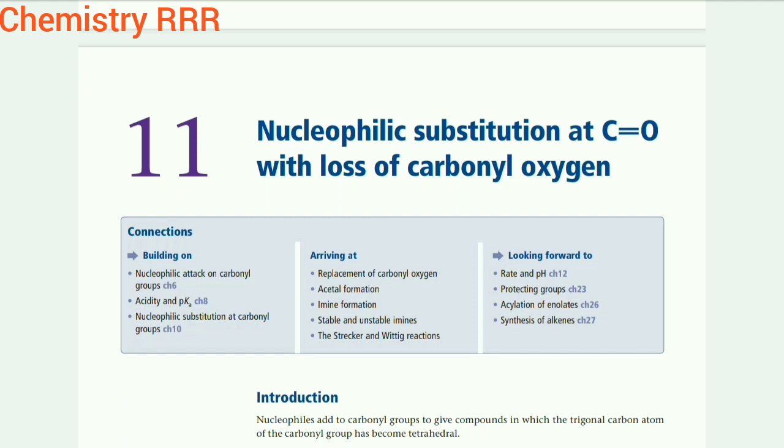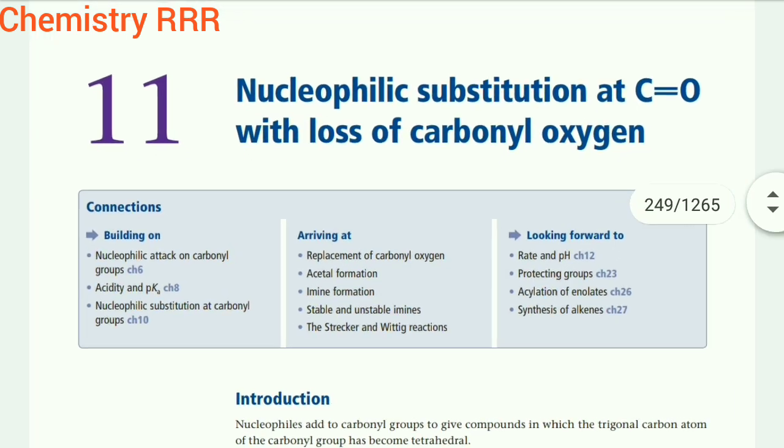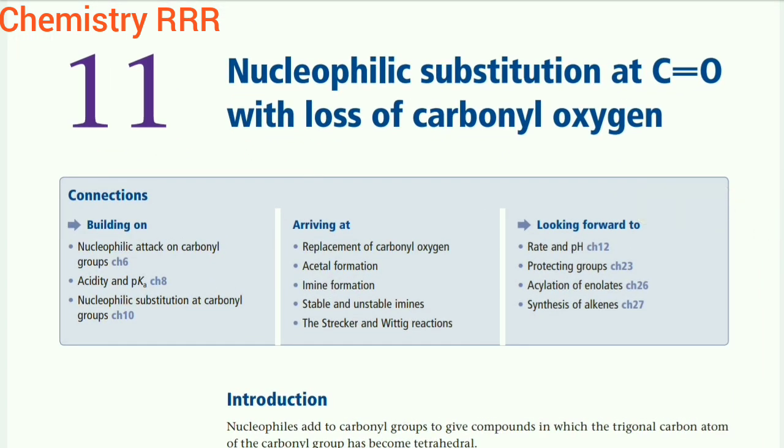Building on gives an idea about which topics this topic is based on. For example, chapter number 11 is based on the nucleophilic attack on carbonyl group, chapter number 6, acidity and pKa, chapter number 8, and nucleophilic substitution at carbonyl group, chapter number 10. In arrive at, we discuss the important points from this topic: first is replacement of carbonyl oxygen, then acetal formation, then amine formation, stable and unstable imine, then Strecker and Wittig reaction.